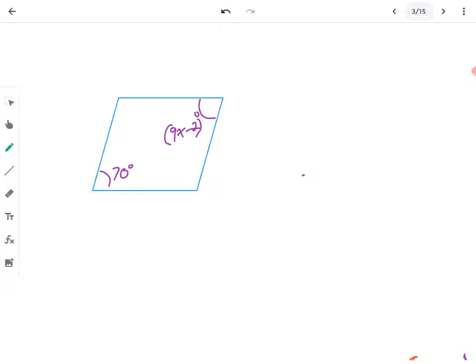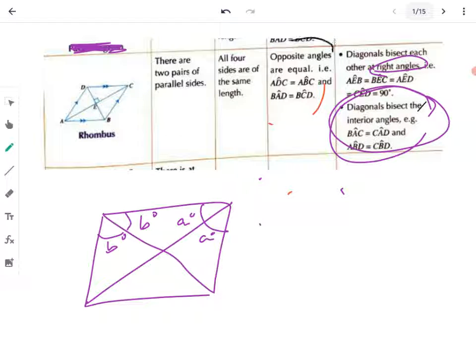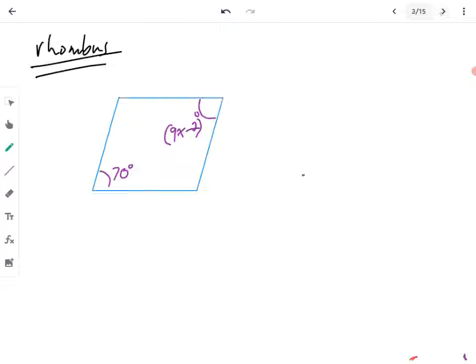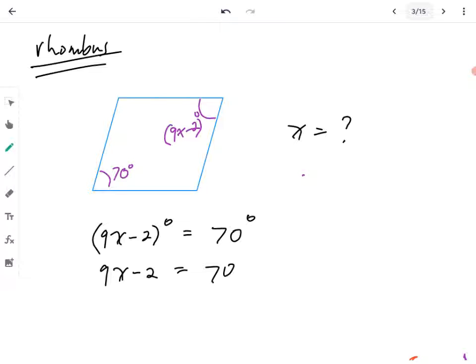Next we have here what we learned about. These are opposite angles of the rhombus. So let us say this is a rhombus, of course. What we learned about opposite angles of a rhombus, if we go back to the properties, is that the opposite angles are equal. So we can make an equation saying 9x minus 2 degrees equals 70 degrees. We're solving for x. Then plus 2 plus 2, we have 9x equals 72, so divided by 9 divided by 9, x is simply 8.